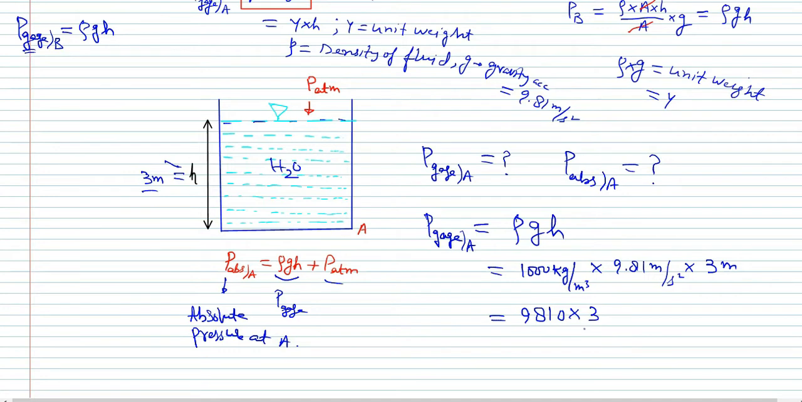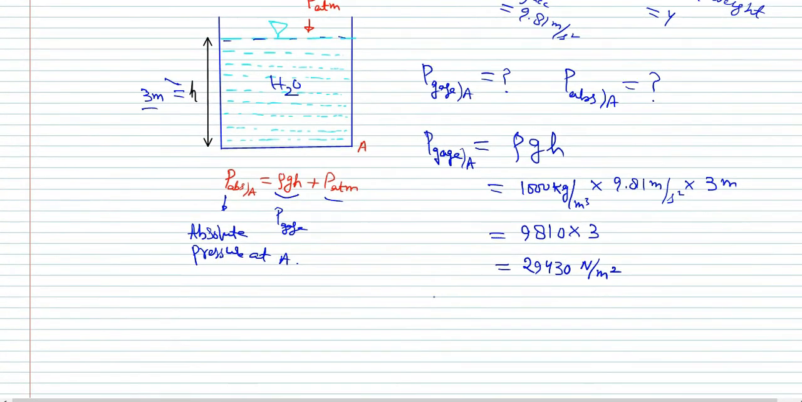Now if we use the calculator, 9810 multiplied by 3 is 29430 Newton per meter square, right? We found this is the gauge pressure at A. Now what is the absolute pressure?